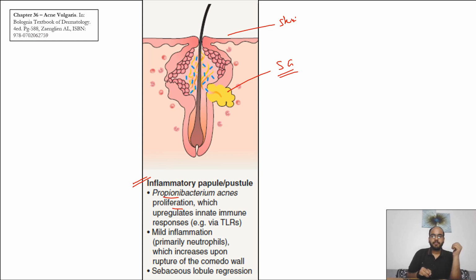Okay, so Cutibacterium acnes proliferates and upregulates innate immune responses via toll-like receptors. Remember, toll-like receptors were the primary inciting factors in comedo formation. Now these get more and more activated. There's mild inflammation. In early stages, neutrophils will come, and subsequently they will be replaced by lymphocytes, like whatever happens in normal inflammation.